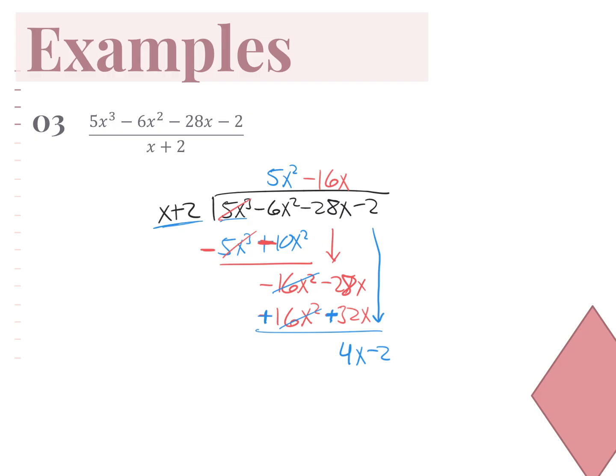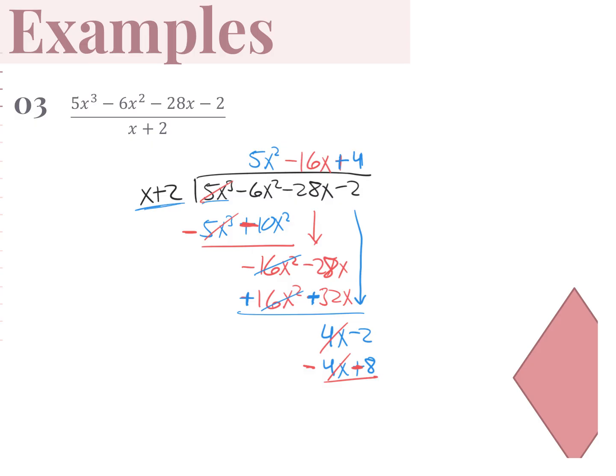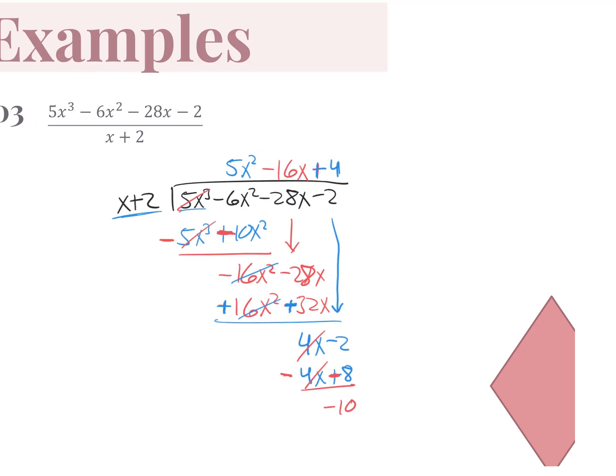And then once again, ask yourself, what do you need to multiply x plus 2 by to get a 4x? And that's going to get you a plus 4. Use a different color. All right, plus 4. All right, and so I can do 4 times x plus 2, and that's going to get me a 4x plus 8. But then once again, do the same thing and subtract, change your signs, and that's going to allow this 4x minus 4x to cancel out. And negative 2 minus 8 is going to get you a negative 10. All right, so this is our remainder.